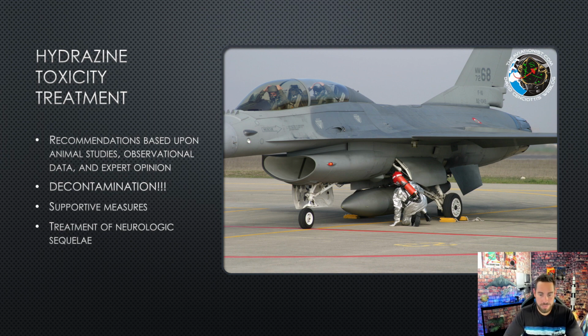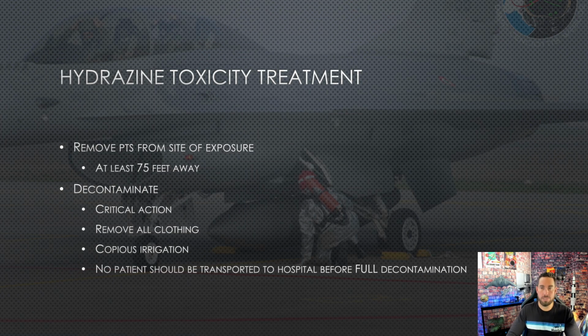The first and most obvious thing is decontamination. If someone's exposed to hydrazine, if they get hydrazine on them, they have to be fully decontaminated. So, for example, if they did have a hydrazine leak in this F-16, and he wasn't wearing full PPE and got exposed to it, then this would trigger an emergency, and you have to be fully decontaminated, which we'll talk about in the next slide. Then go through supportive measures and treatment of neurologic sequelae.